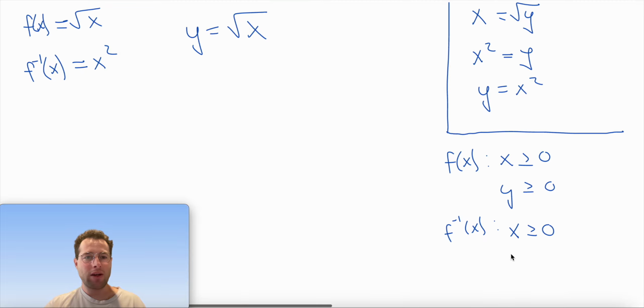Let's consider the range. Well, the range, whenever we have something squared, that's always going to be positive. So we know here that the range must be y is greater than or equal to 0.